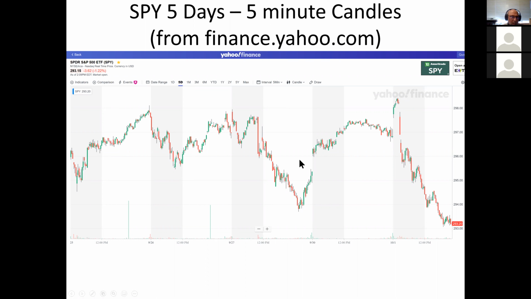But here, same sort of chart. This comes from finance.yahoo.com. They've got lots and lots of information on all these stocks. You can get historical information. So here it is for 5 days. Here's the opening. You can see the gray, and then the rest of the day is here. And it's quite active.